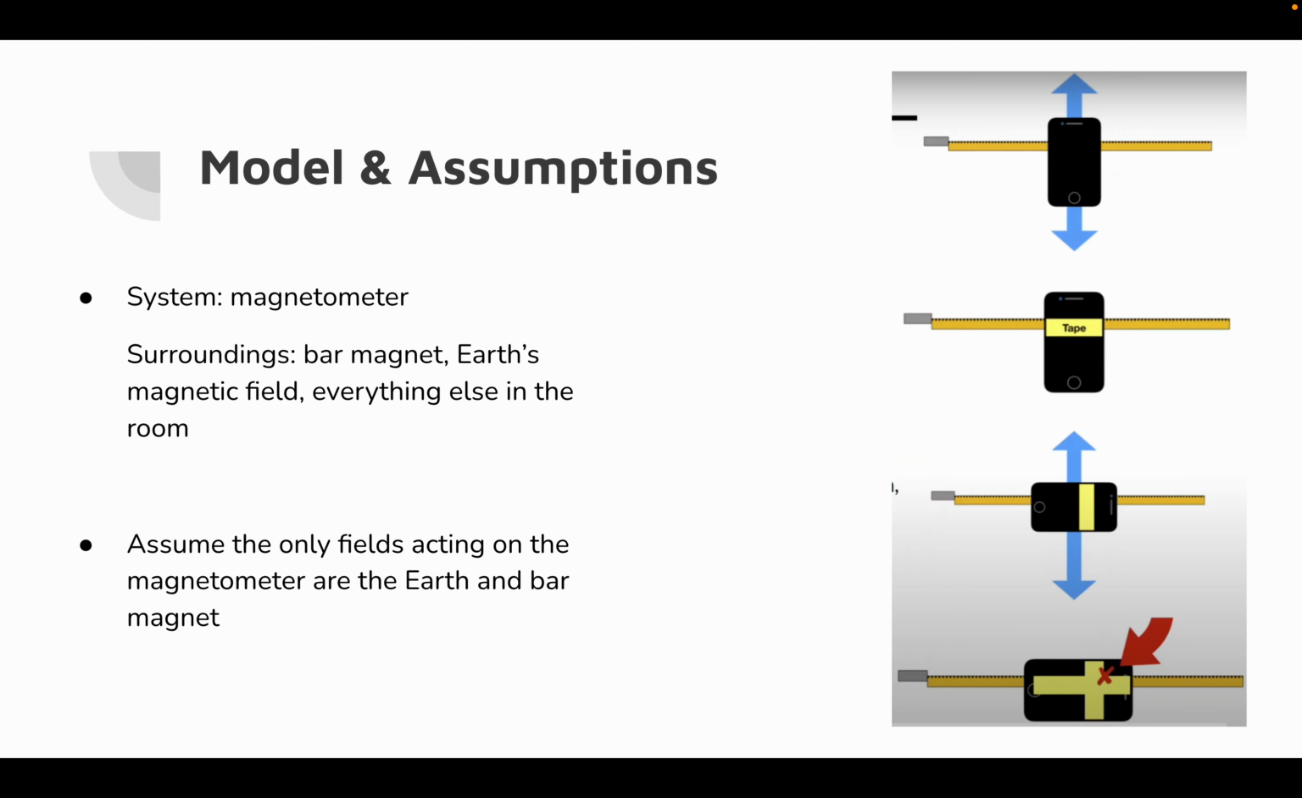As a model and some assumptions, our system was the magnetometer in this lab, and the surroundings were the bar magnet, the Earth's magnetic field, and everything else that was in the room. One of our assumptions was that the only fields acting on the magnetometer were the Earth and the bar magnet.